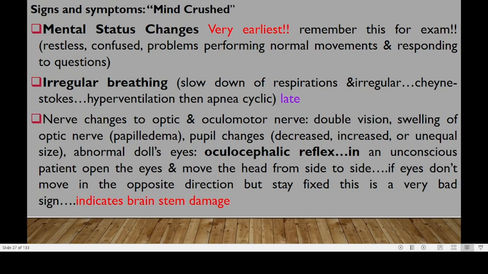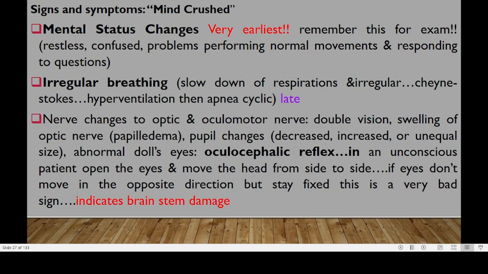The next one is irregular breathing. Why does irregular breathing come up? We have a slowdown of respiration, which becomes irregular. We normally describe this as Cheyne-Stokes. The patient will hyperventilate, then have cyclic apnea, and this is normally a late sign.